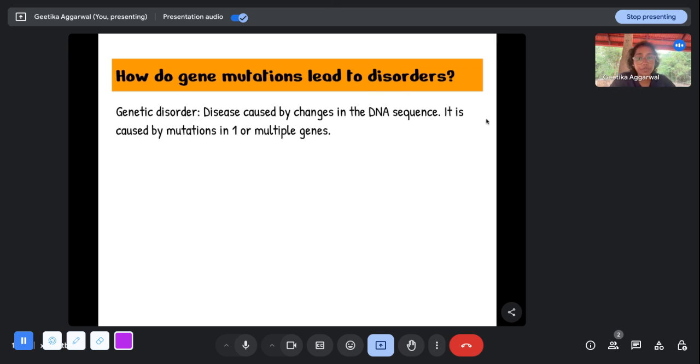What is really happening? A genetic disorder, as the term suggests, is a disease caused by changes in the DNA sequence. When the DNA sequence has been altered, it can lead to a disease which is called a genetic disorder. It can be caused by a mutation in one or multiple genes, and environmental factors can also affect the expression of genes.